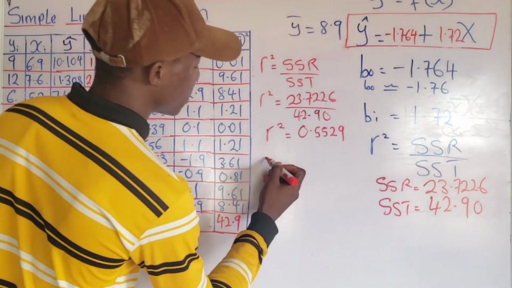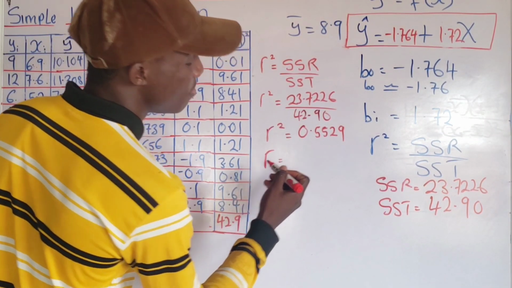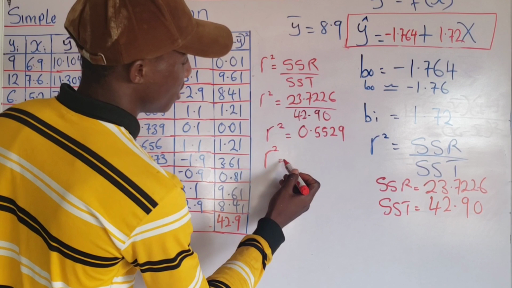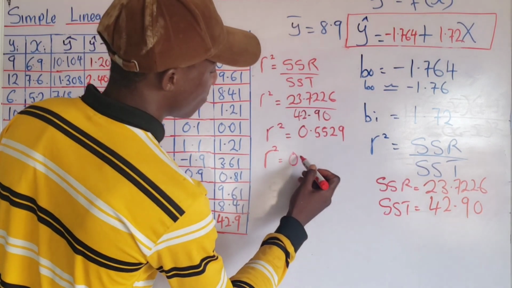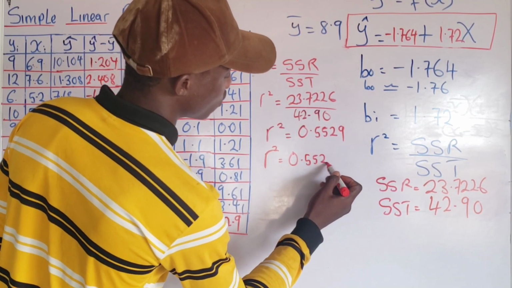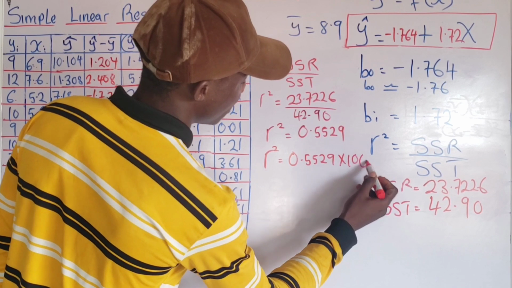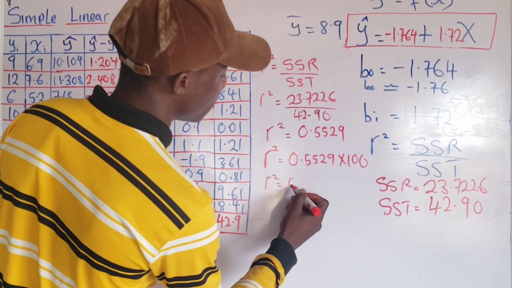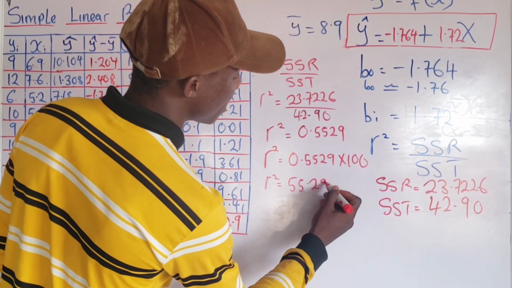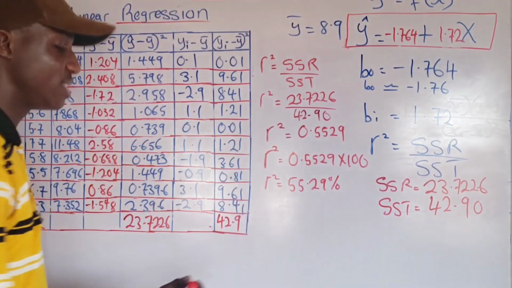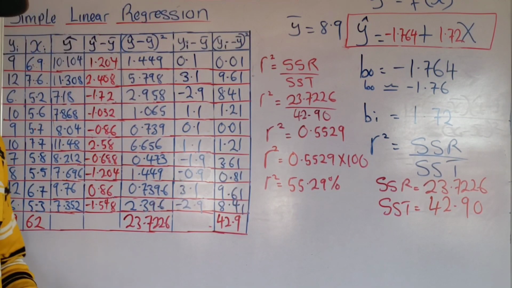The coefficient of determination in percentage is equal to 0.5529 multiplied by 100. So R squared is equal to 55.29%. So that is the coefficient of determination, 55.29%.